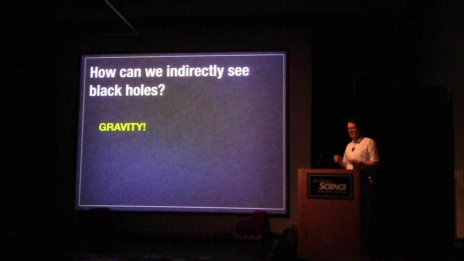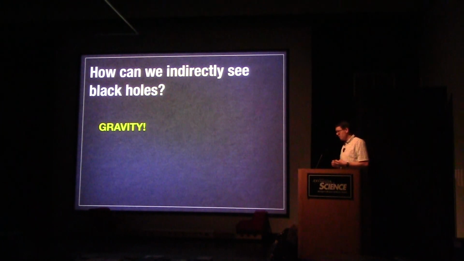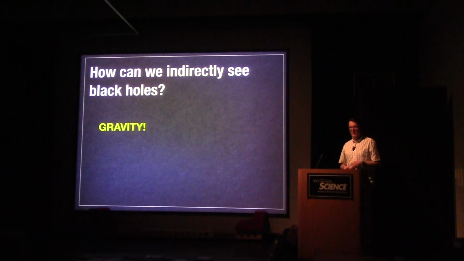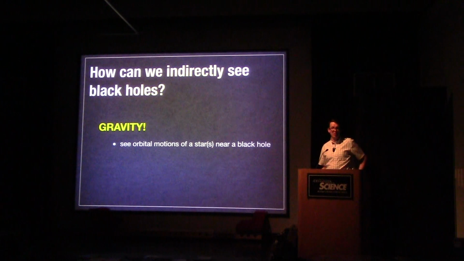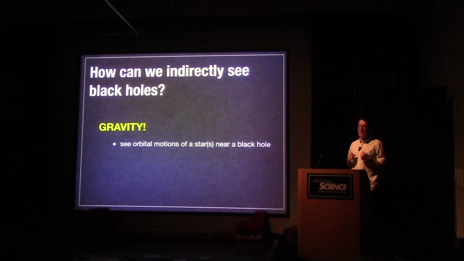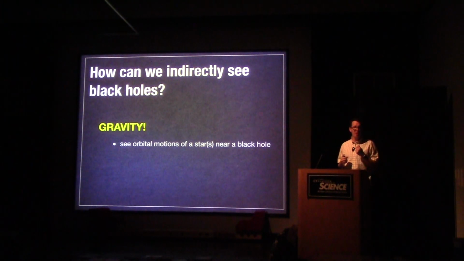Why we can't see light from the black hole itself, we can see the effects of gravity from the black hole. So we can, for instance, see orbital motions of stars near a black hole. If a black hole is in a binary system, we can see the motion of the normal star that's orbiting around the black hole. I'll show you in a moment the motions of stars at the center of our own galaxy, where we can see the stars orbiting around the supermassive black hole at the center of the Milky Way.